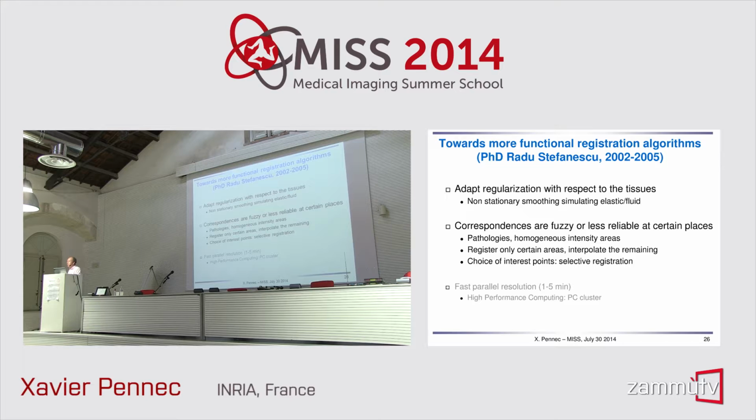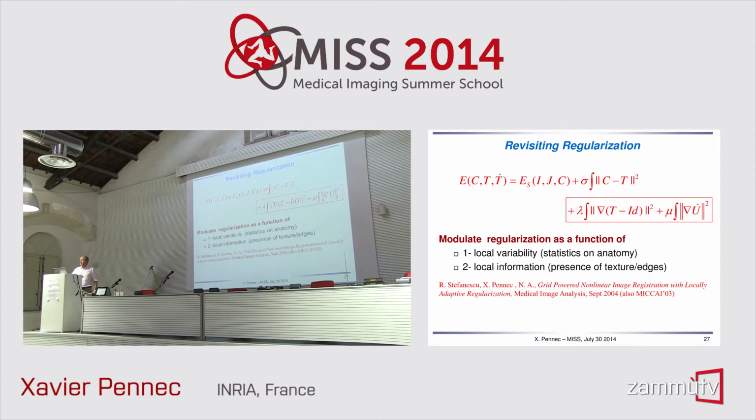The second observation is that if you have, for instance, a tumor in the brain, when you're registering an atlas to a patient with a tumor, there is no correspondence for the tumor. So in some places, we might have good correspondences. At other places, the correspondences might be completely wrong. And we would like to be able to also weight how much correspondences are faithful or not.